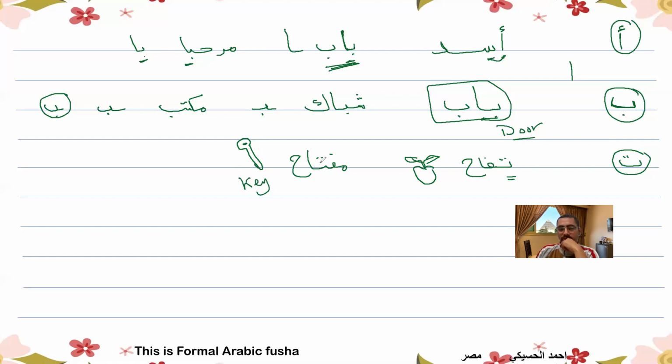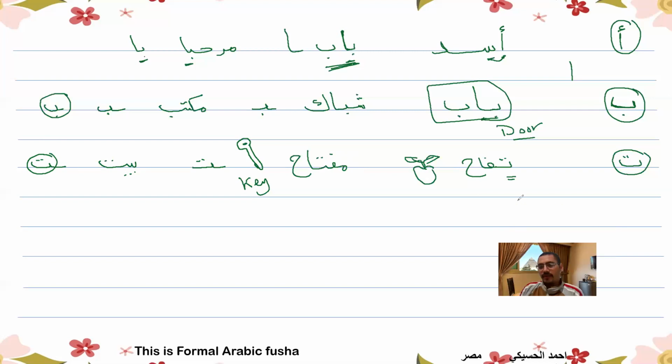See letter Ta as you see here, Ta joined before and after. And in the final, as بيت. بيت means house. So the shape of the letter is as you see here. بيت، تفاح، مفتاح.